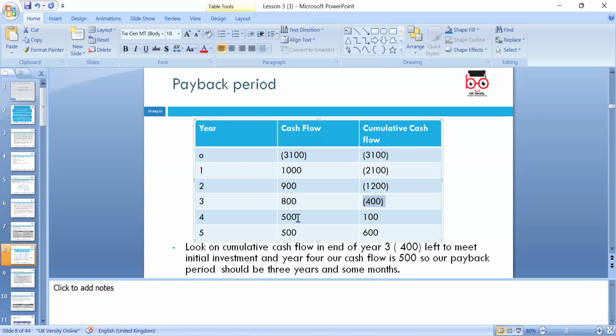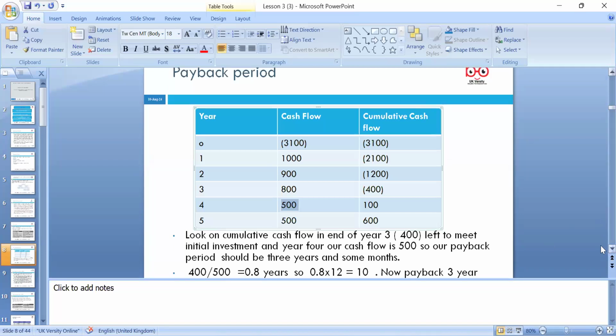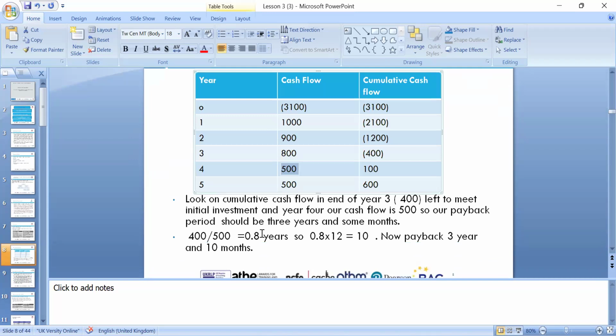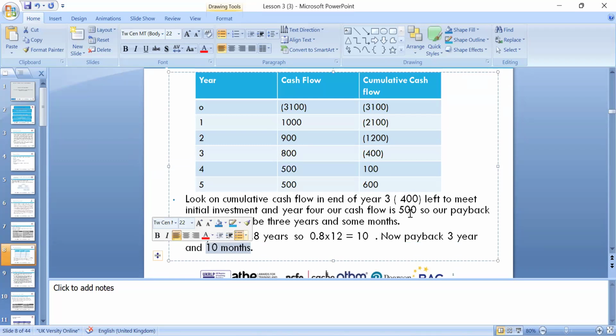So we can say outstanding amount divided by the following year's inflow, which means money coming into the business, times by 12. You can find how many months it will take to cover the £400 when you're getting £500 in a whole year. So we can say this project will take 3 years and 10 months. Outstanding amount divided by following year inflow times 12, 12 months in a year, and this project will take 3 years and 10 months.